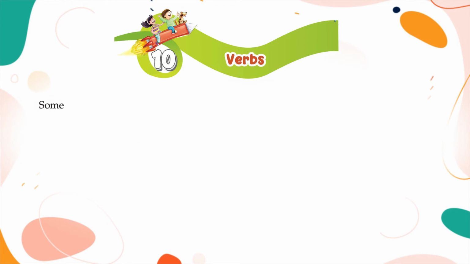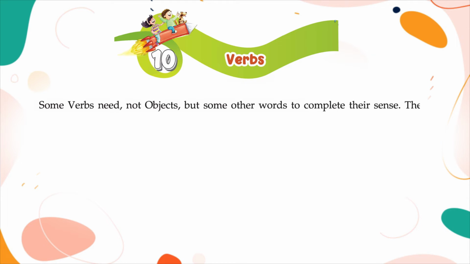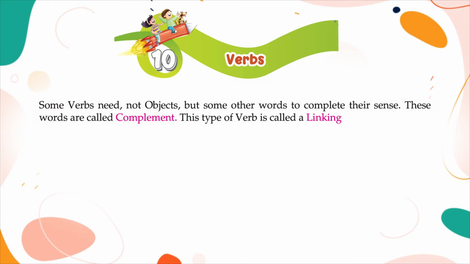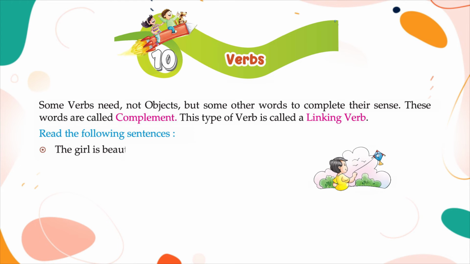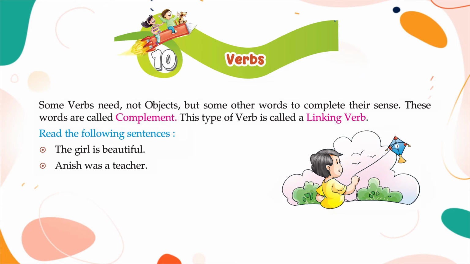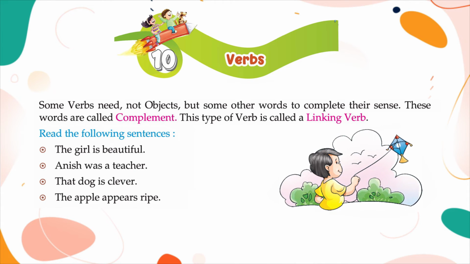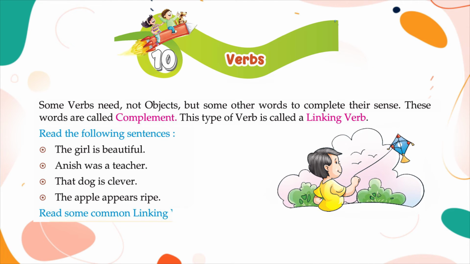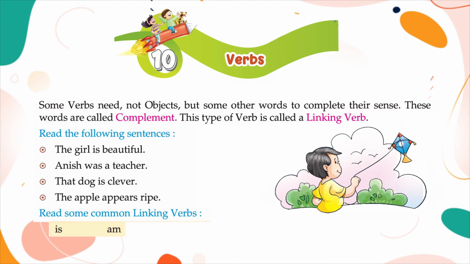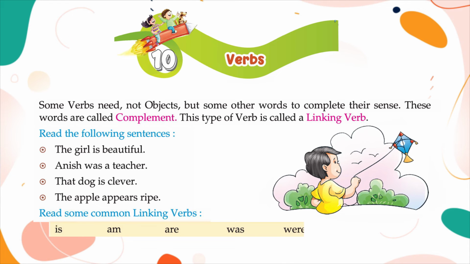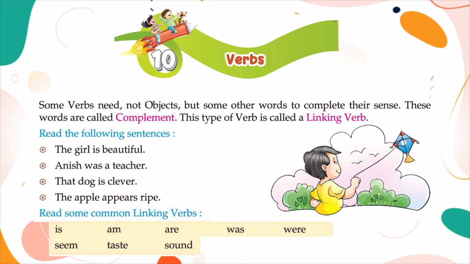A student shone her shoes. Transitive. Some verbs need not objects but some other words to complete their sense. These words are called complement. This type of verb is called a linking verb. Read the following sentences. The girl is beautiful. Anish was a teacher. That dog is clever. The apple appears ripe. Read some common linking verbs: is, am, are, was, were, seem, taste, sound, appear, look, etc.